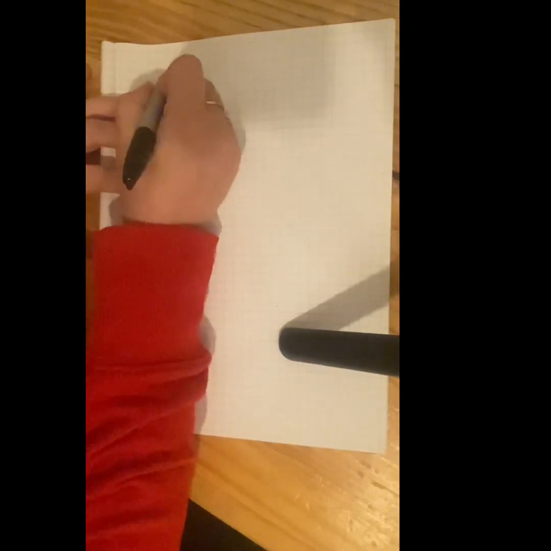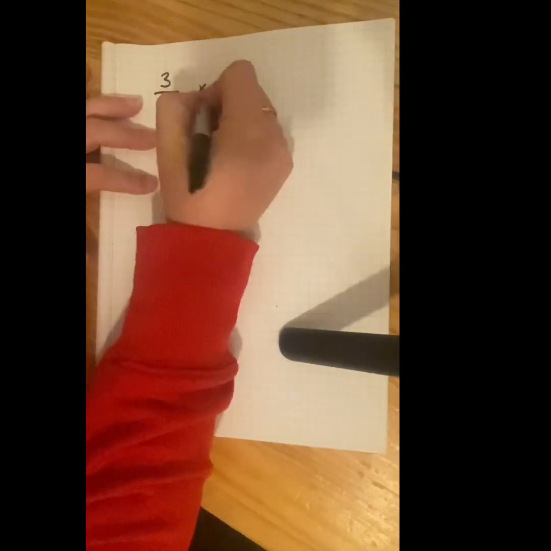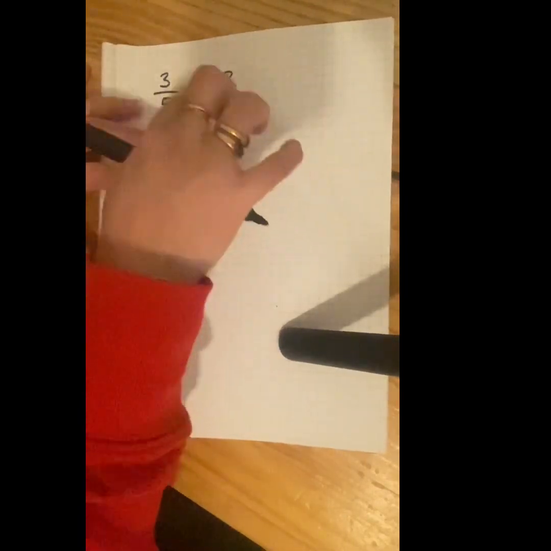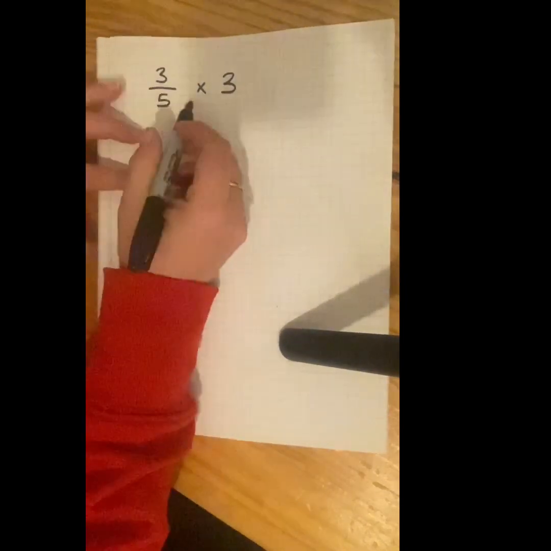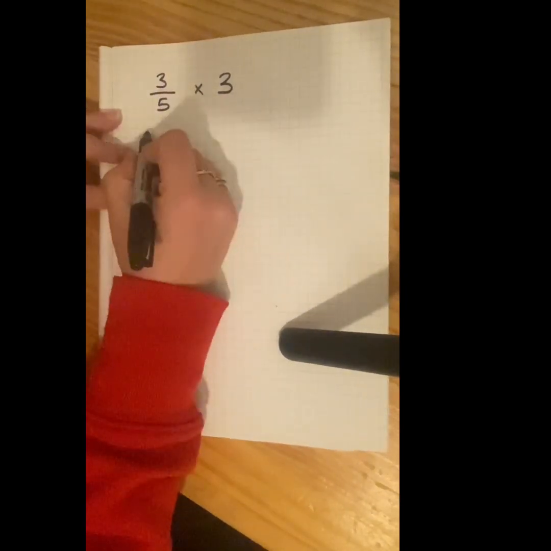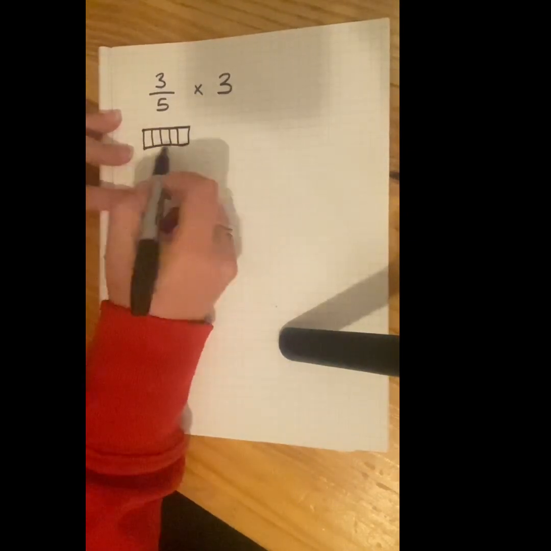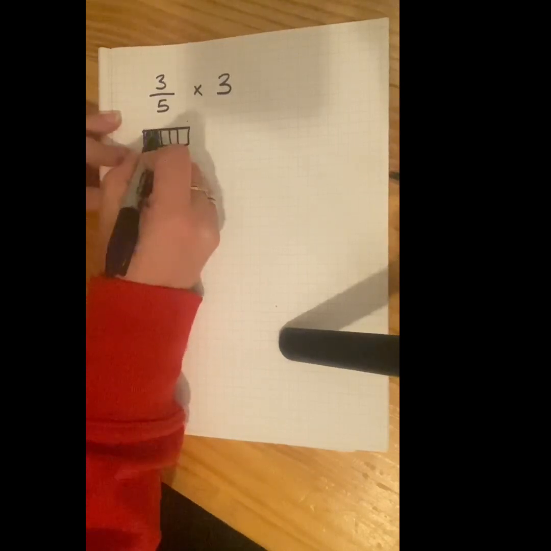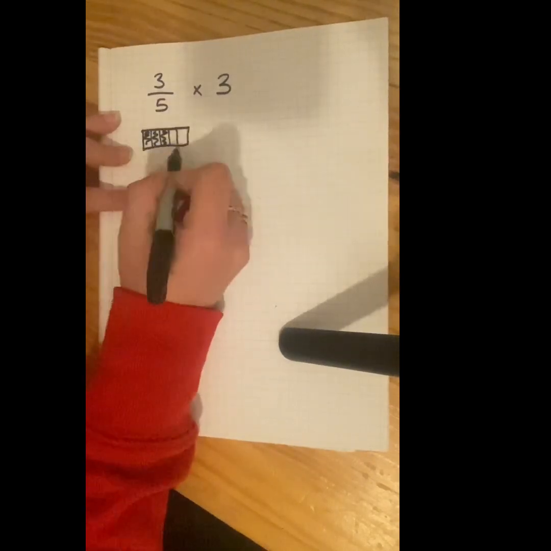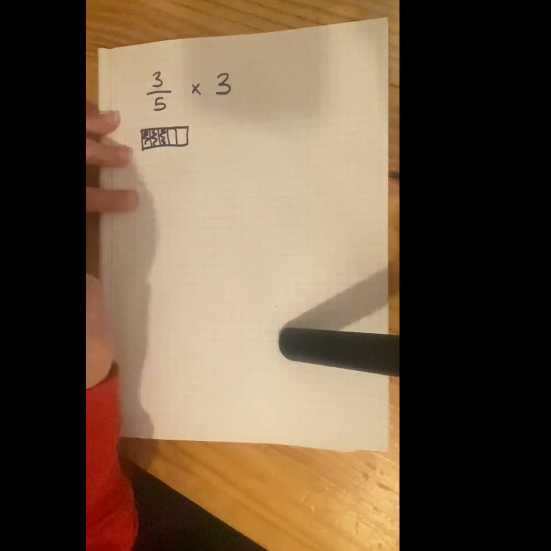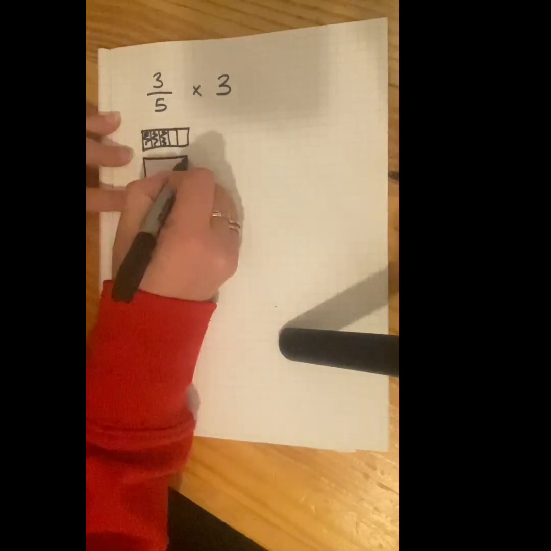Okay, so in this video we're going to have a look at multiplying fractions. So for example, if I had 3/5 multiplied by 3, now that's 3 whole ones. So I want to have 3/5 3 times. So if I had to draw that out, okay, so I have 5 parts and I have 3 out of those 5 parts. And I want that 3 times.